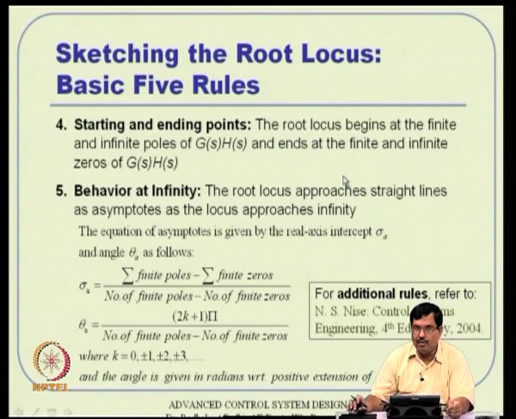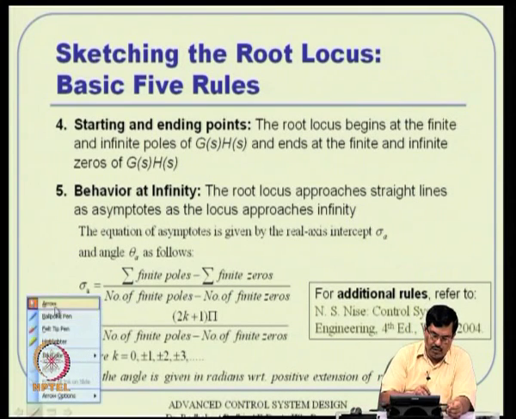Now, if it really ends at an infinite zero on the S-plane, in which direction will it go? The S-plane is all over, right? It can go to infinity at any angle. So, then the question is, this rule number 5 comes into the picture, which tells us the behavior at infinity. The root locus approaches straight lines as asymptotes as the root locus approaches infinity.